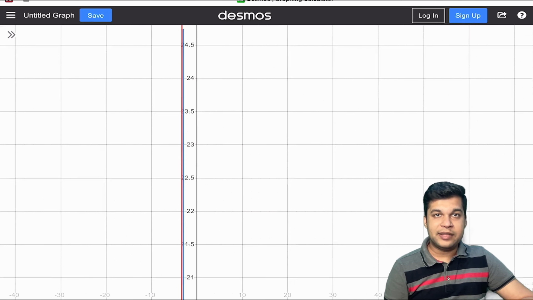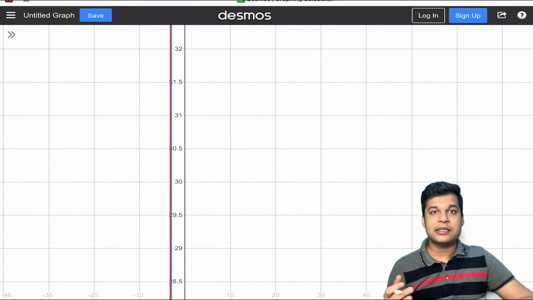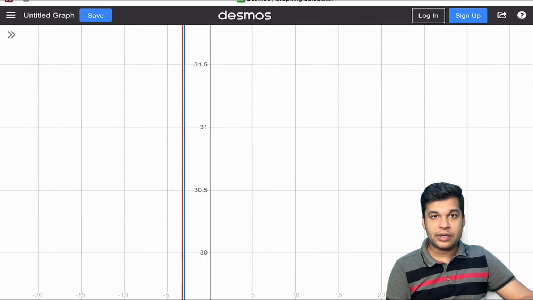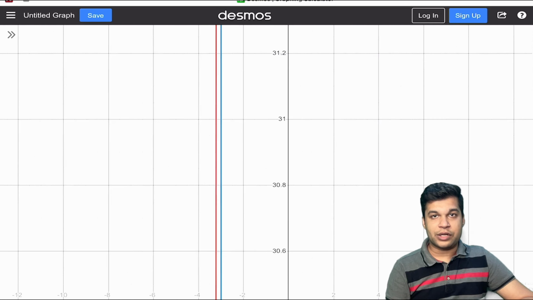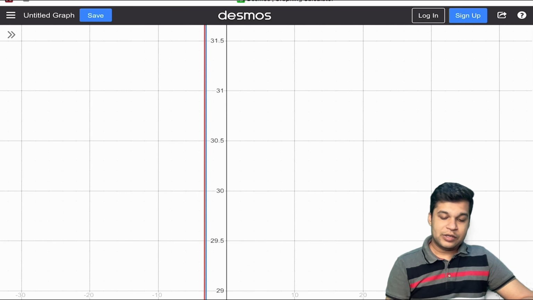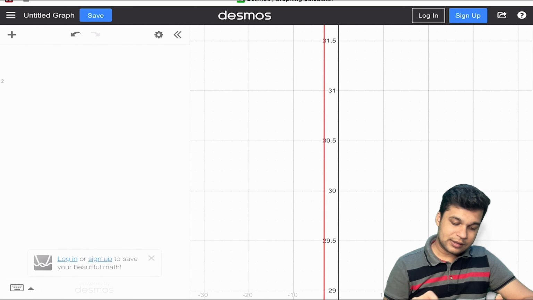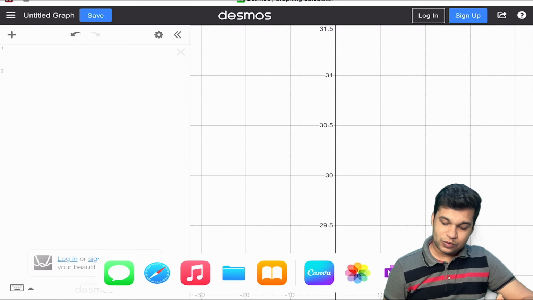Maybe at this point we are at 26, let's say 30. Now let's say you will say, sir, at 31, they are touching, right? But if I zoom in, they are not touching. They are not touching. So this is how you find the vertical asymptotes. Okay, so I'll erase this. Now we'll take one more example.